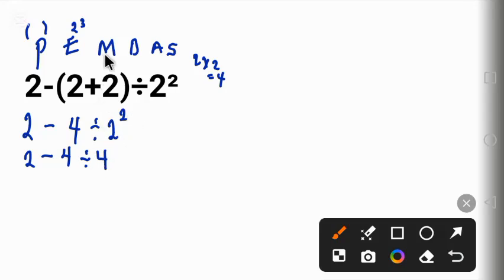This M stands for multiplication and D stands for division. They are in the same level. You work from left to right. Working from left to right, we have division here. So we have 4 divided by 4, and then 4 divided by 4 will give us 1. So we have a new equation which is 2 minus 1, and 2 minus 1 equals 1.